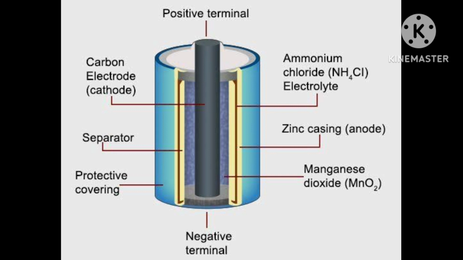Now at the cathode, what reaction will take place? This MnO2 is helping the cathode. Cathode means carbon rod, but MnO2 and carbon both are functioning. This MnO2, in powdered form, reacts with ammonium chloride. Ammonium chloride functions as the electrolyte, in paste form.